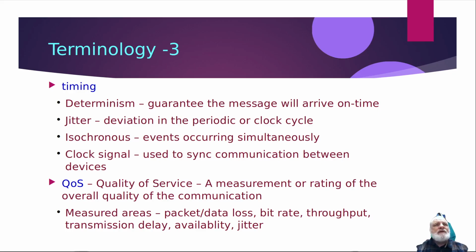Another term is called jitter. Jitter has to do with the deviation of your clock cycle. A clock usually ends up being a square wave or similar, a repeating waveform that is being sent to keep things in sync. If your clock cycle timing is varying, then that's referred to as jitter. We also have isochronous events, which means that we have two or more events occurring simultaneously.